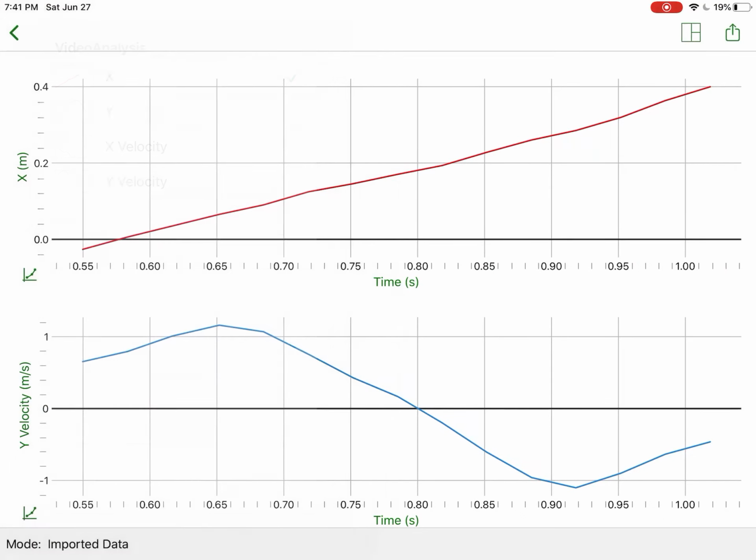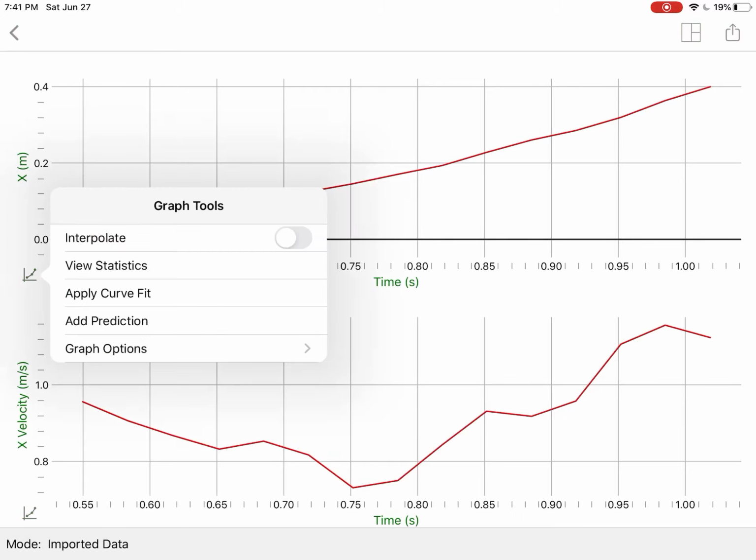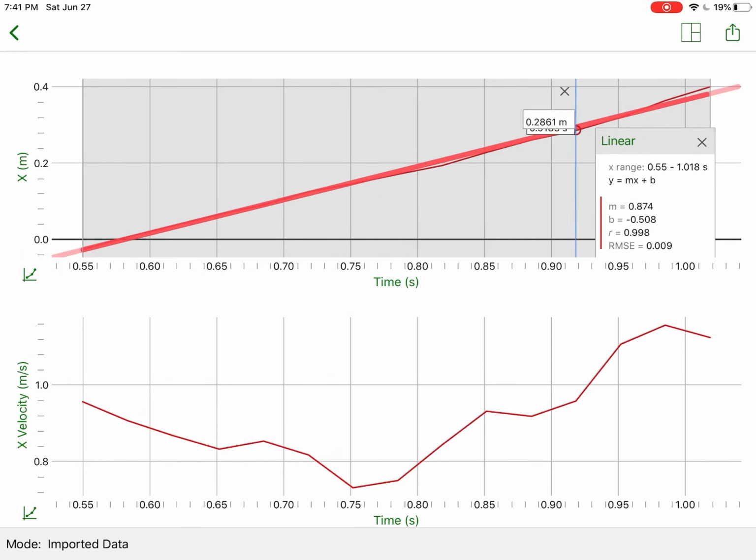Let's start by analyzing the x component. Now for the position versus time graph, my line looks fairly linear, and if we do the curve fit, you can see that my line lines up fairly well with the line that it gives me. Since my line is fairly linear, we know that my velocity is constant, because the position versus time graph shows us the velocity. In this case, my velocity is 0.874 meters per second. And we also know that the velocity is positive because I'm moving in the positive direction.